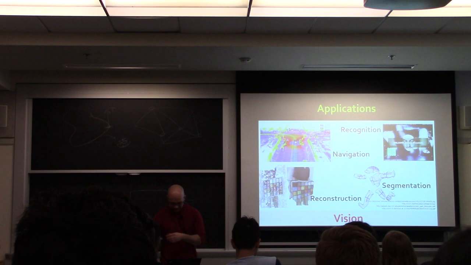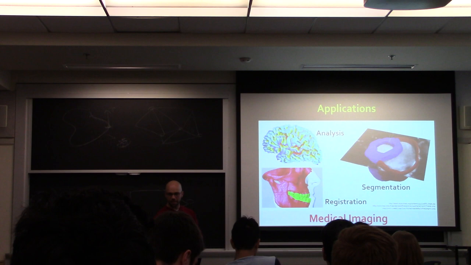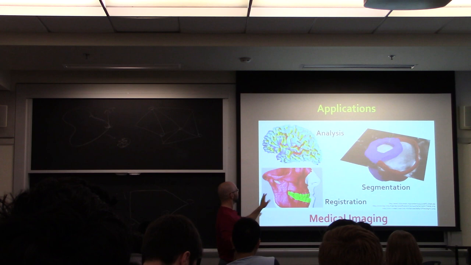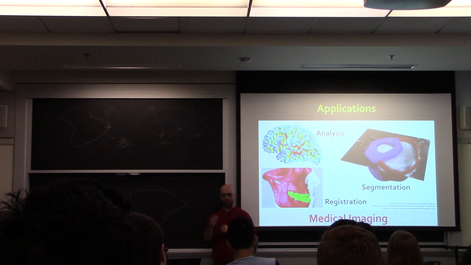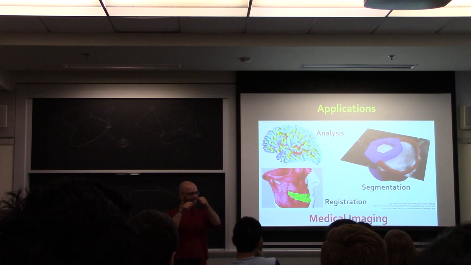Another community that actually has some of the most sophisticated tools, geometrically speaking, is medical imaging. They have some really beautiful techniques for registration, aligning surfaces, analyzing them, looking at how signals move along a surface, like tracking the electrical circuits in your brain, or looking at the white matter and how it connects the gray matter on the outside.